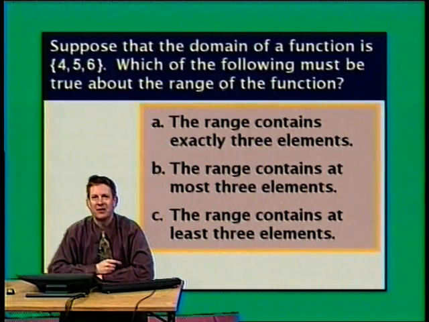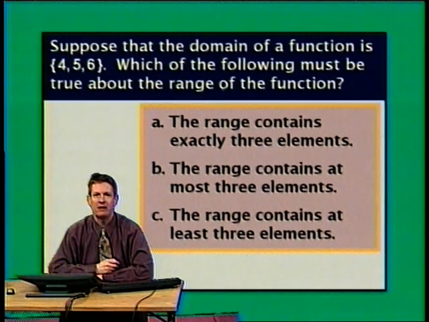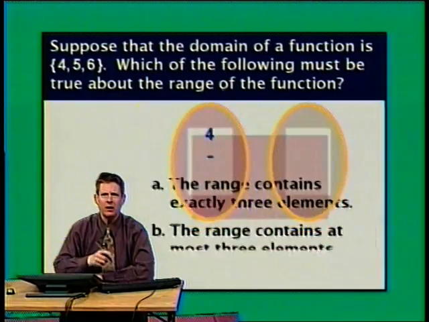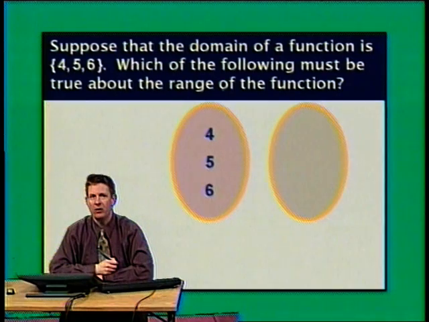Here's a multiple choice question. Suppose that the domain of a function is the set of numbers 4, 5, and 6. Which of the following must be true about the range of the function? A, the range contains exactly 3 elements. B, the range contains at most 3 elements. C, the range contains at least 3 elements. You know those little mapping diagrams we looked at earlier? I think that'll help us think through this problem.